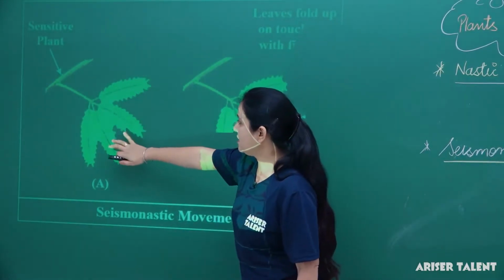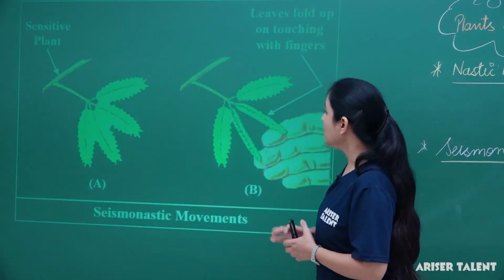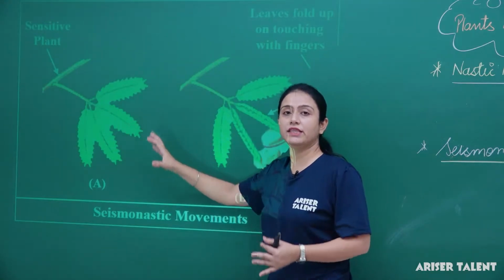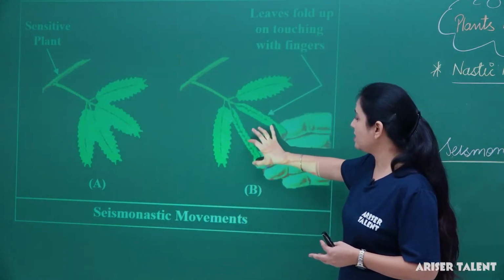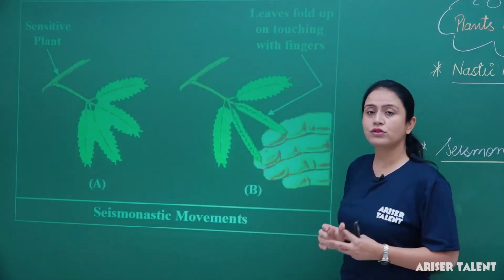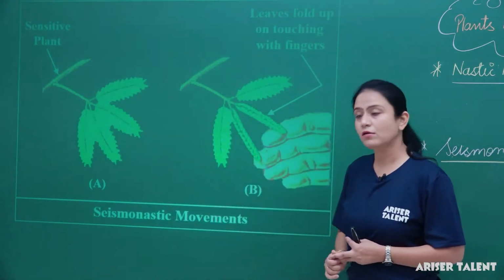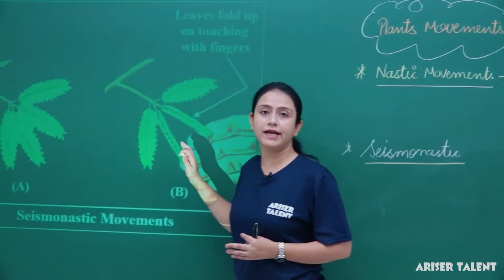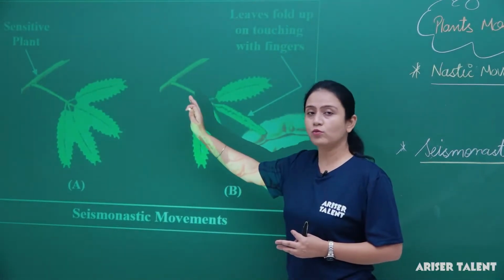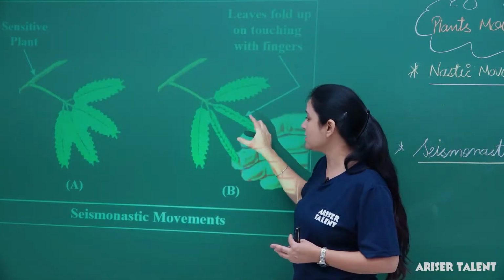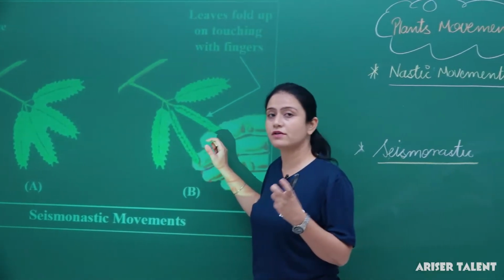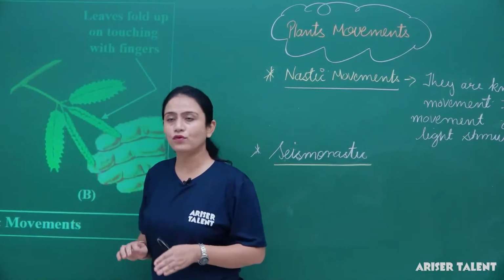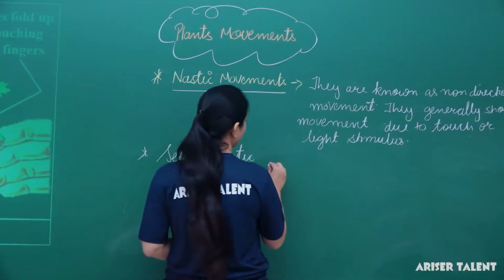Here we can see the plant leaves are totally broad, but they are sensitive. What happens in the seismonastic case? When we touch these leaves, these leaves fold themselves. Here we can see that these leaves are folded. This movement is known as seismonastic movement. Why does it happen? Because the chemical present inside goes downwards, so the leaves fold up. This is known as seismonastic movement.